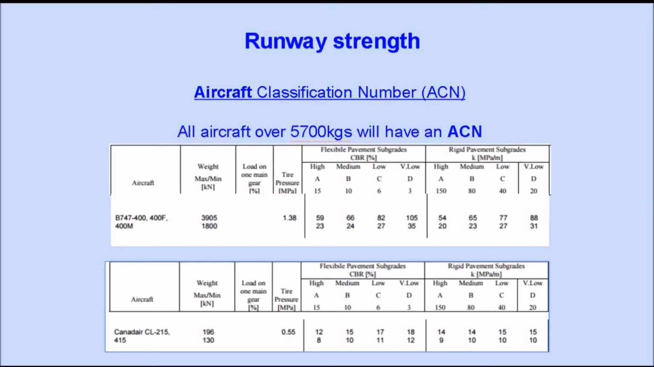Aircraft will have an ACN, an aircraft classification number. Two examples here, the 747 at the top and a CL215 at the bottom, and you'll see that the numbers are much smaller for the lighter aircraft.